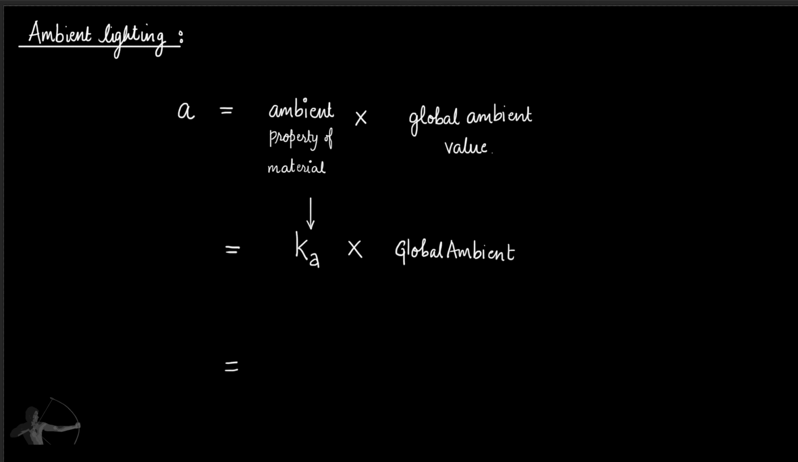In Unity, we can access the global ambient value by a built-in shader variable provided to us, that is unity_LightModel_ambient, and we can set the intensity and the color of the ambient light in the lighting properties of the scene.